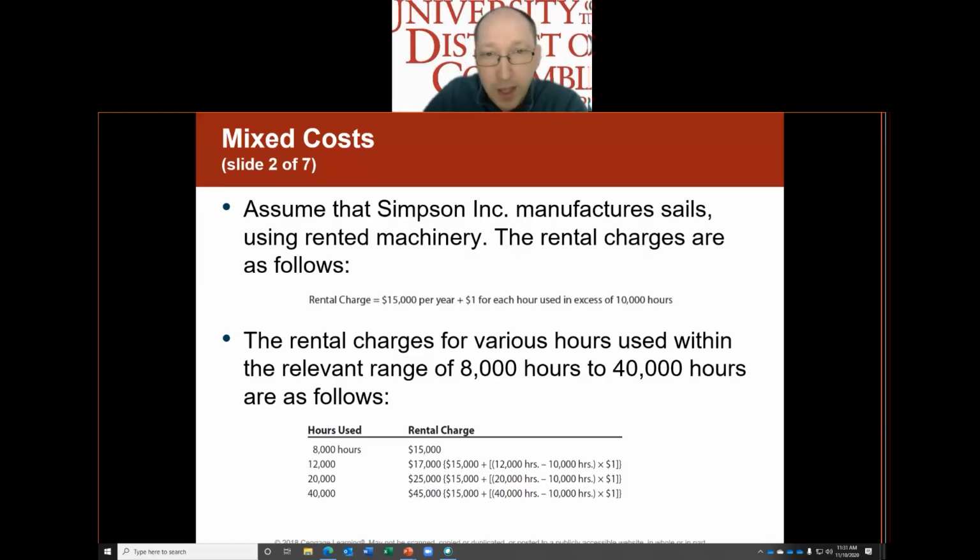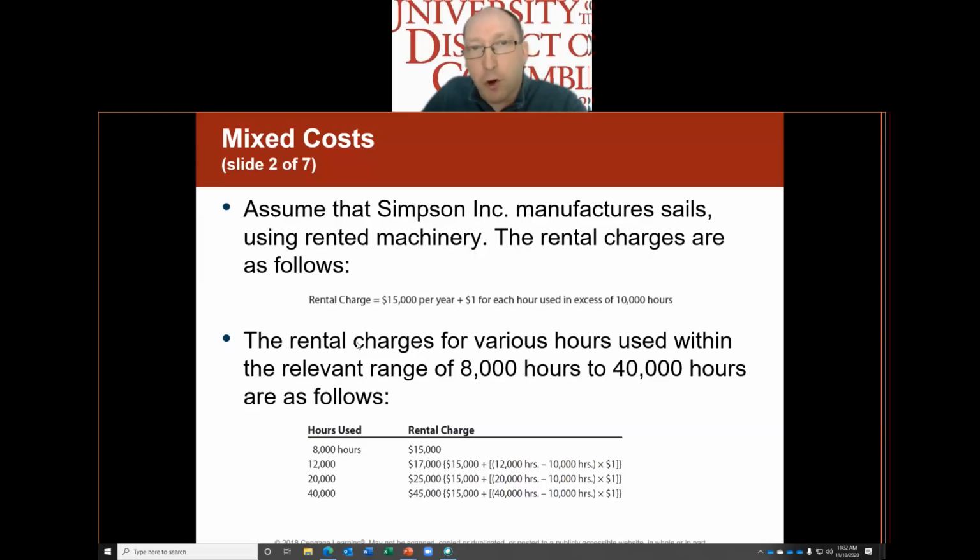Now, the example I'm about to show you is from a manufacturer perspective, where apparently their landlord also charges in a similar way, right? So looking at this example, we have a base rent of $15,000 per year plus $1 for each hour used in excess of 10,000 hours. Now this is rental for, it looks like, a machine. They're renting a machine.